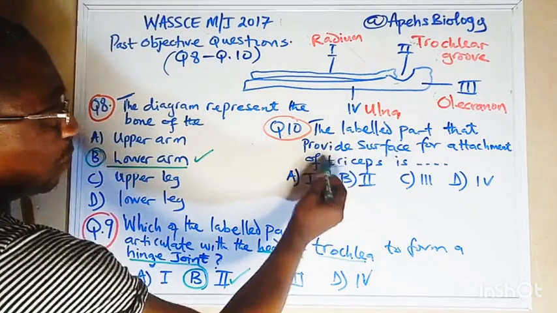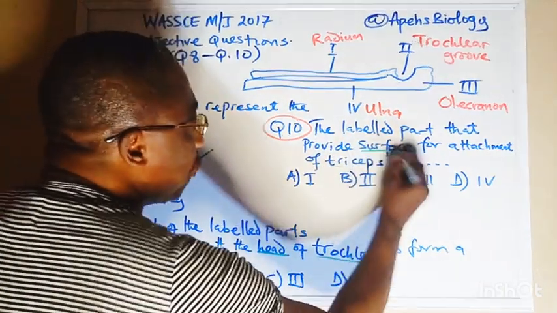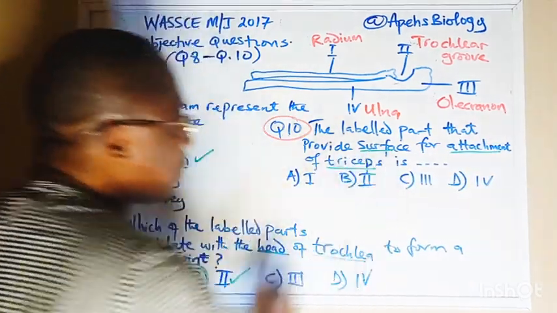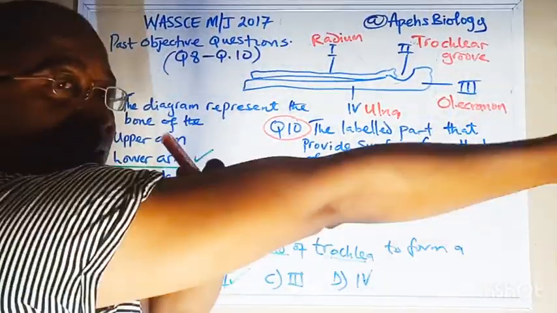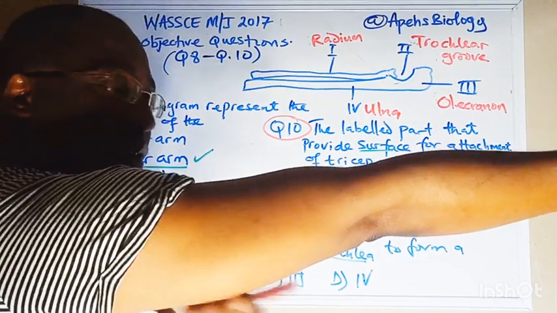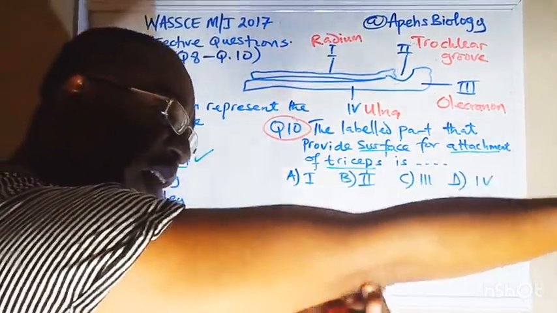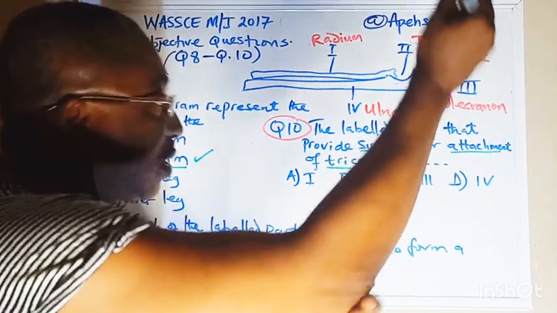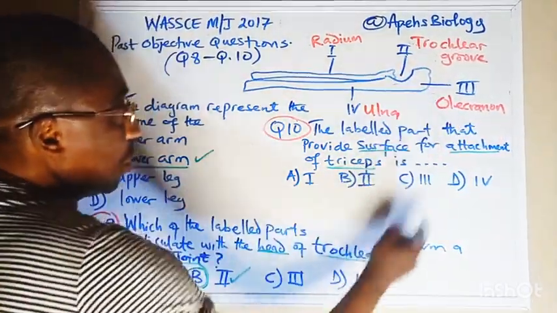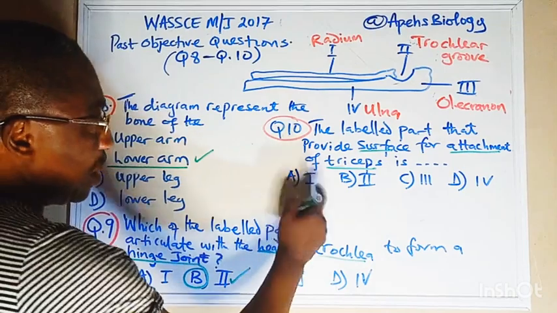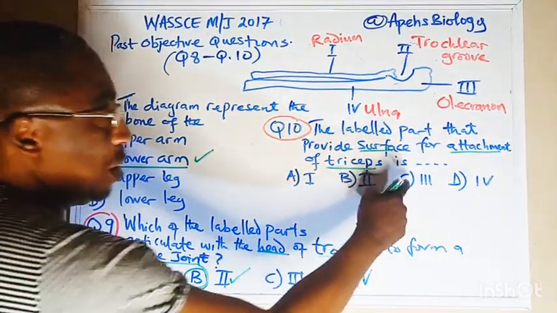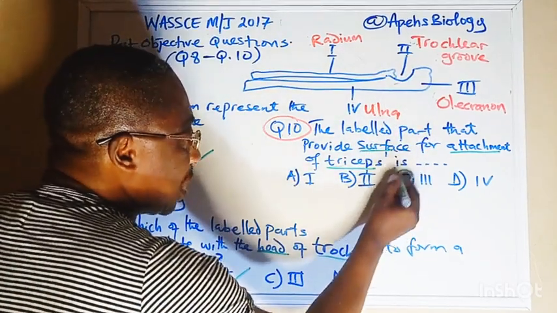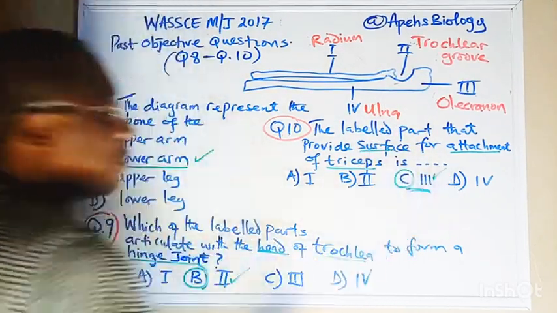The last question, question 10. The labeled parts that provide surface for attachment of the tricep muscle. I told you that the bicep muscle is at the top, and the tricep is at the lower part. The tricep muscle attaches to this elbow point. And what do I call the elbow point? Olecranon. Is it A? No. Is it B? No. Is it C? Yes. So the correct answer is C.